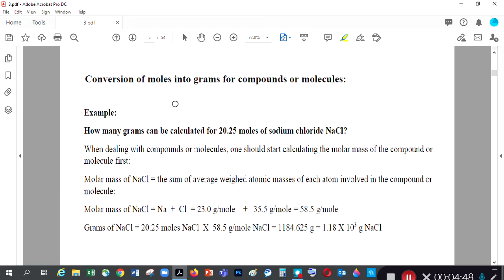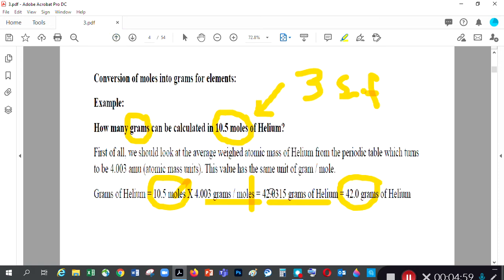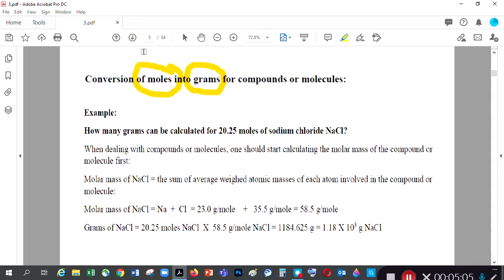Now, another example of how to convert moles into grams. That's the opposite direction. Going from moles into grams, we multiply by the atomic mass for an element, correct? But for a molecule, you have to include the molar mass, not the atomic mass. This time, you include the molar mass of that molecule or compound. How many grams? We are given 2.5 moles of sodium chloride.